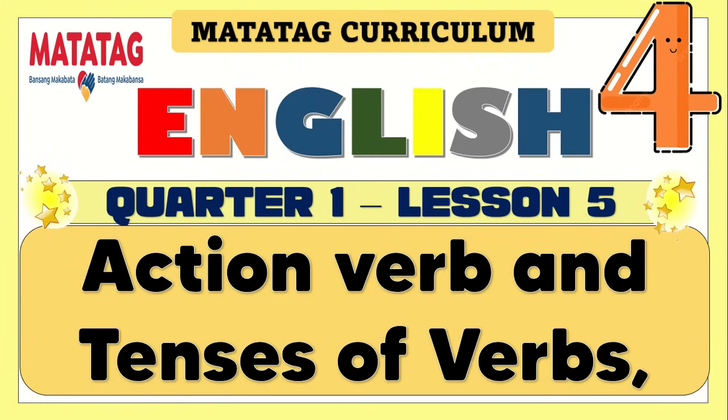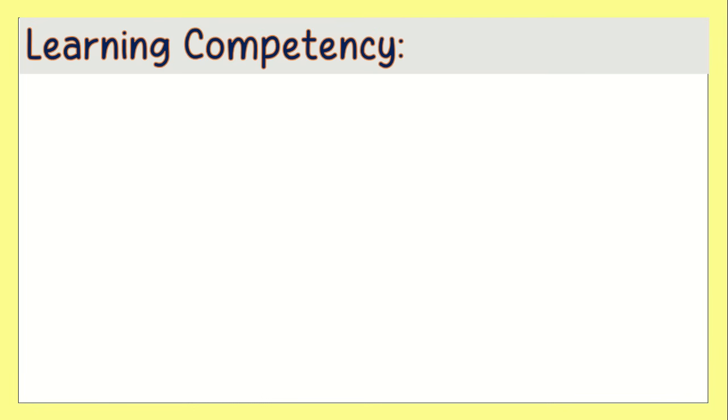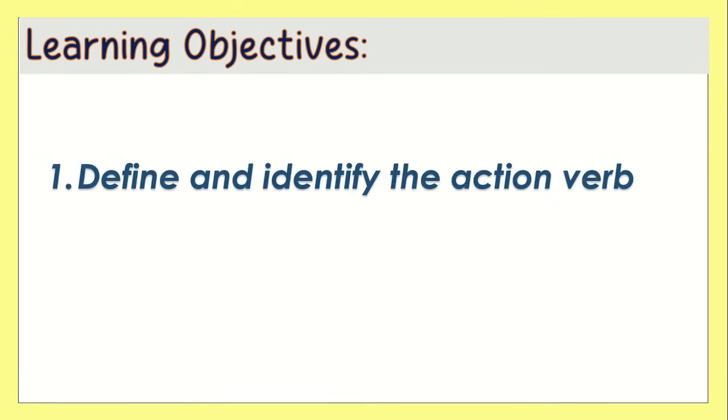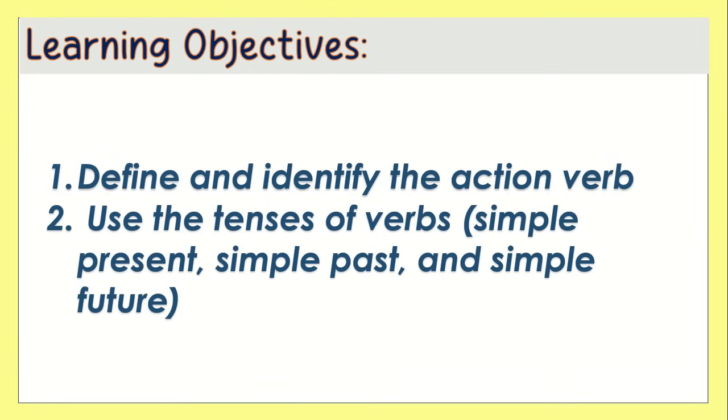MATATAG Curriculum English 4, Quarter 1, Lesson 5: Action Verbs and Tenses of Verbs. Learning Competency: Compose appropriate sentences for clarity and coherence. For the learning objectives, define and identify the action verb. Use the tenses of verbs: simple present, simple past, and simple future.